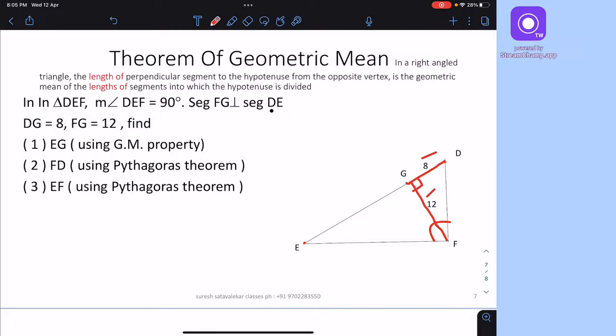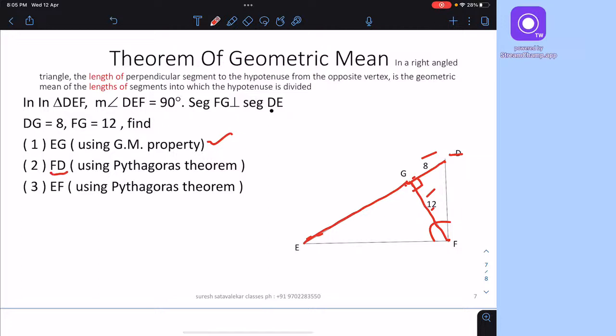So EG you can find by using geometric mean property. Geometric mean property says that 12 square is equal to EG into GD. 12 square means 144 is equal to EG into 8. So EG will be 12 square upon 8.